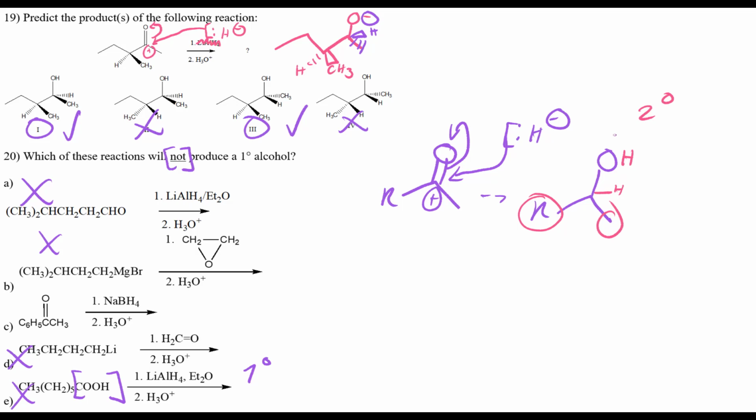The correct answer is C. Simply because this ketone, quote unquote ketone, is reacting with sodium borohydride. It takes off a double bond, makes an alkoxide, a secondary alkoxide, and then we do an acid workup. So from the secondary alkoxide, we create a secondary alcohol. So that was it for the chapter 12 review.